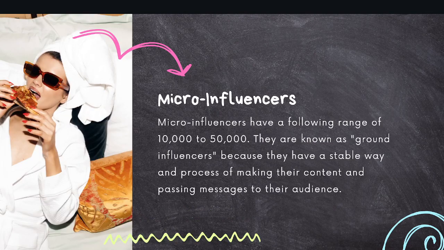So the micro are the ones with 10,000 to 50,000 followers. A couple of them are actually business oriented because they were once nano and they were able to learn. Now they are micro. They are known as ground influencers because they have a stable way and process of making their content and passing messages to their audience because they've learned with time. They've grown and they've learned with time.